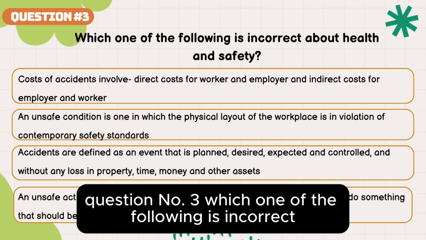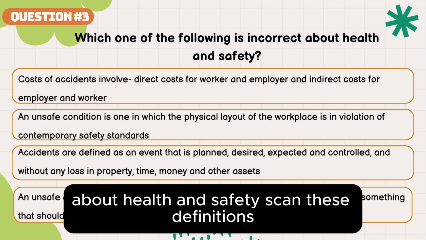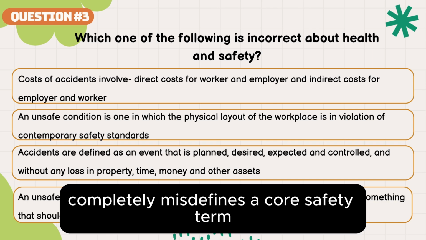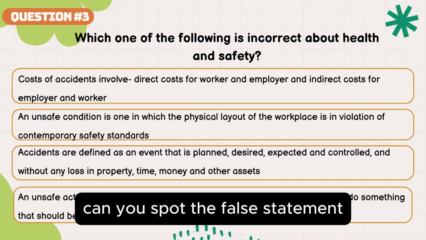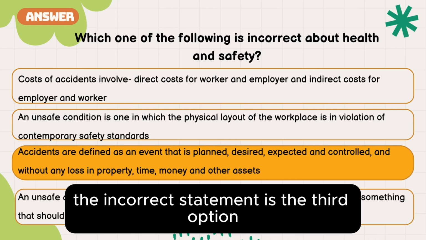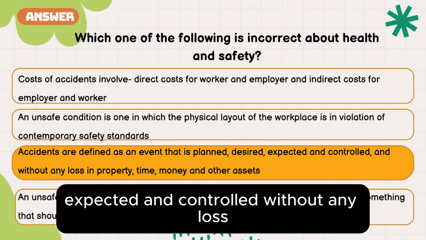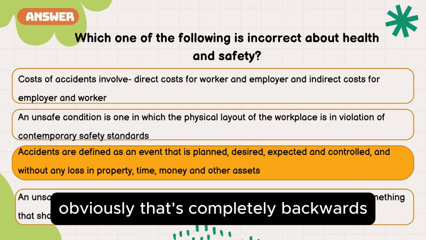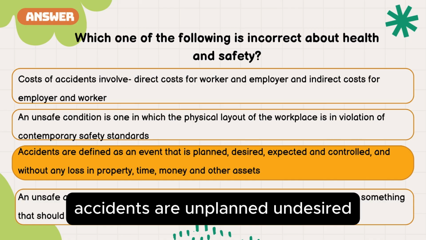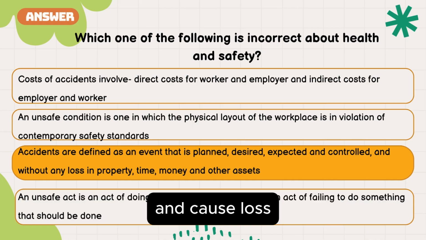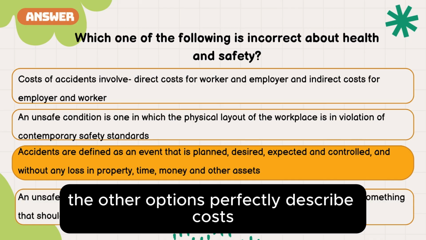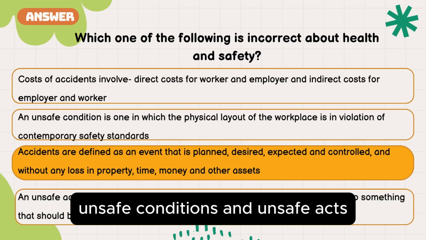Question number 3. Which one of the following is incorrect about health and safety? Scan these definitions. One of these statements completely misdefines a core safety term. Can you spot the false statement? The incorrect statement is the third option. It claims that accidents are planned, desired, expected, and controlled without any loss. Obviously, that's completely backwards. Accidents are unplanned, undesired, and cause loss. The other options perfectly describe costs, unsafe conditions, and unsafe acts.